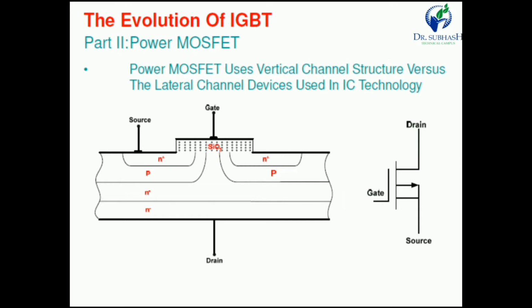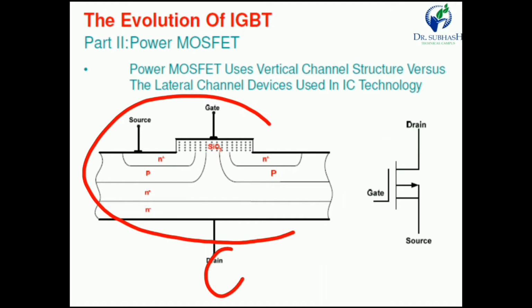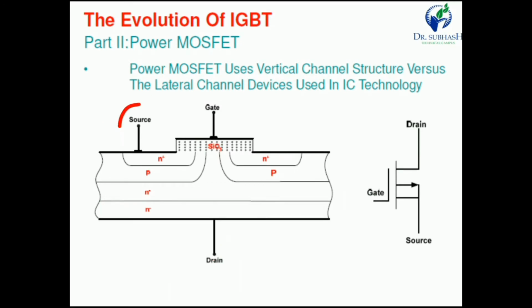Metal oxide semiconductor field effect transistor is the power MOSFET, meaning it handles more power. The power MOSFET uses a vertical channel structure versus the lateral channel devices used in IC technology. IC means integrated circuit technology. So we can directly say that these are the source, drain and gate. This is a three-terminal device, and there is a channel between drain and source, so current flows directly from the drain to the source.